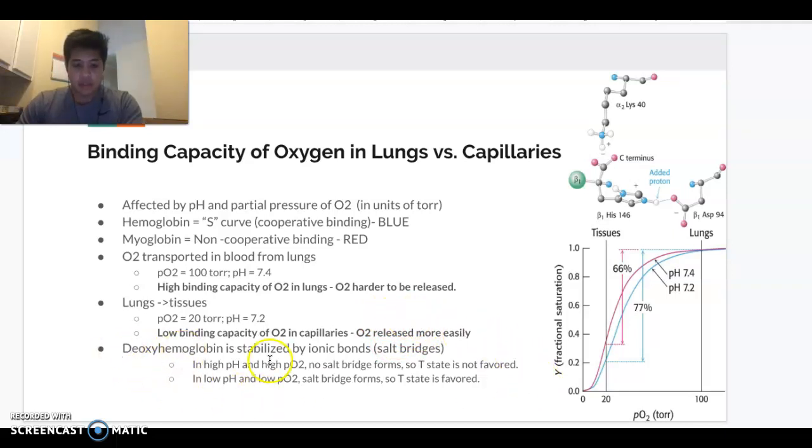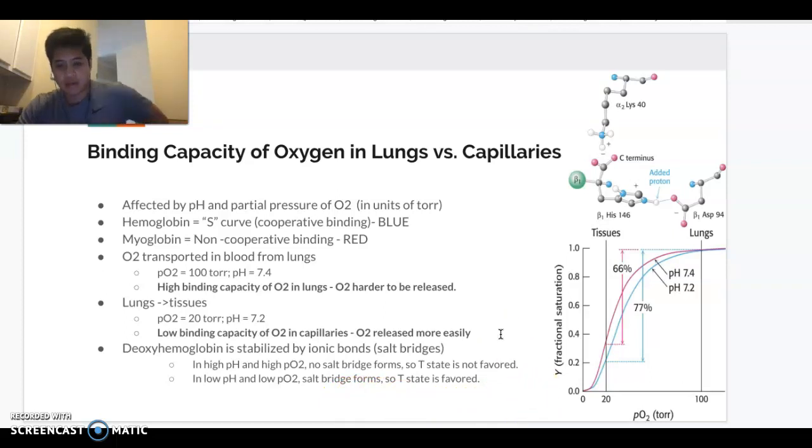So deoxyhemoglobin is stabilized by ionic bonds or salt bridges. And notice in the high pH and high partial pressure setting, no salt bridge forms, so the T state is not favored. Meanwhile, in low pH and low partial pressure, a salt bridge forms, so the T state is favored.